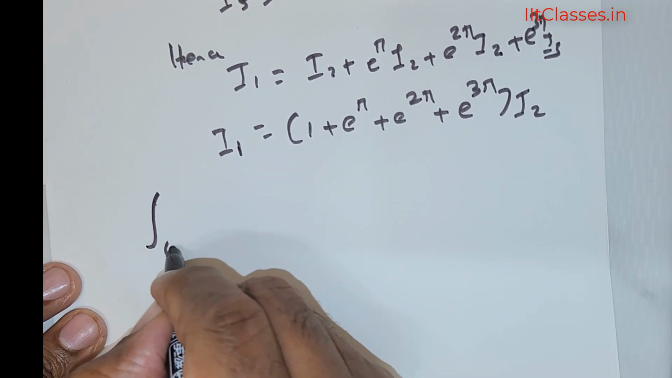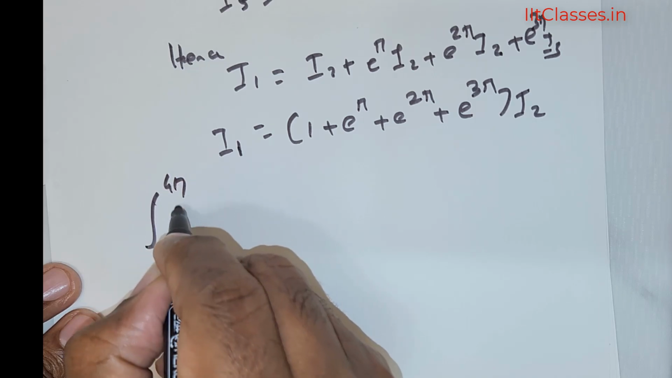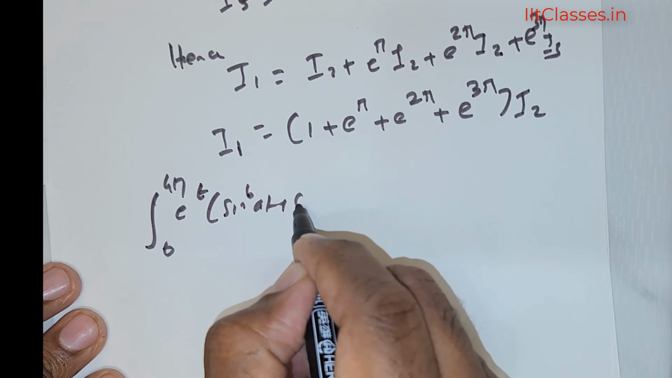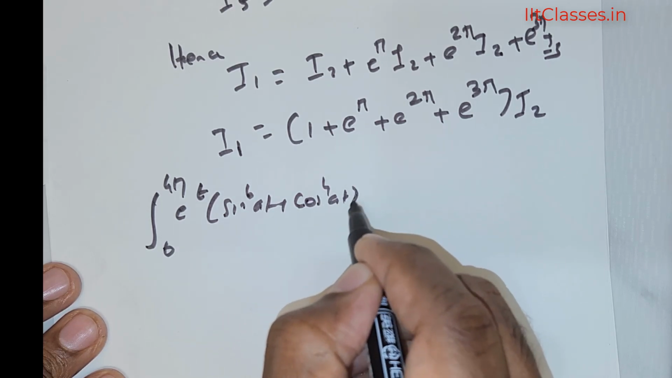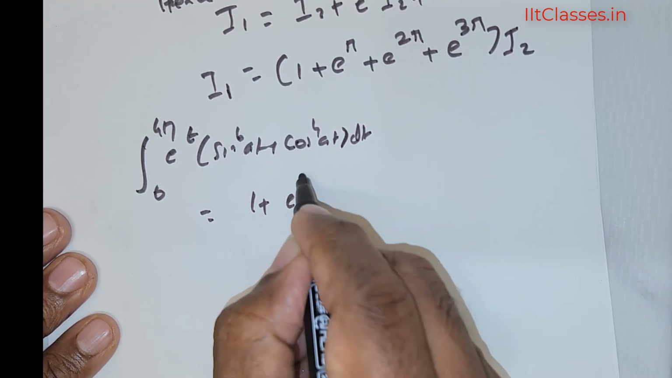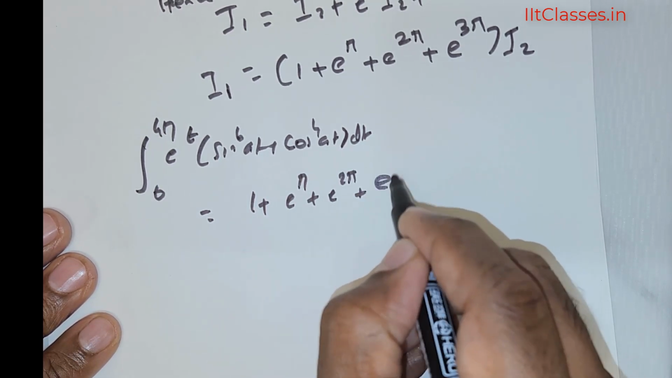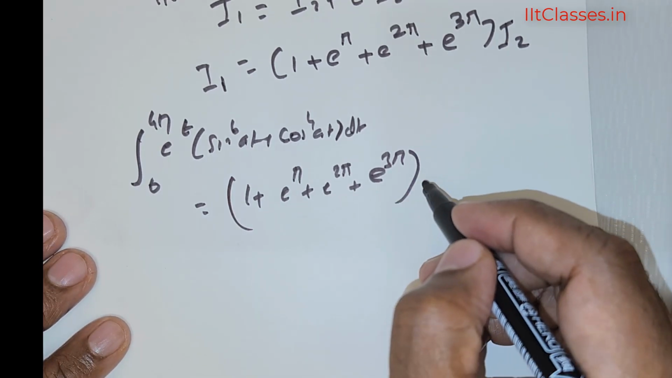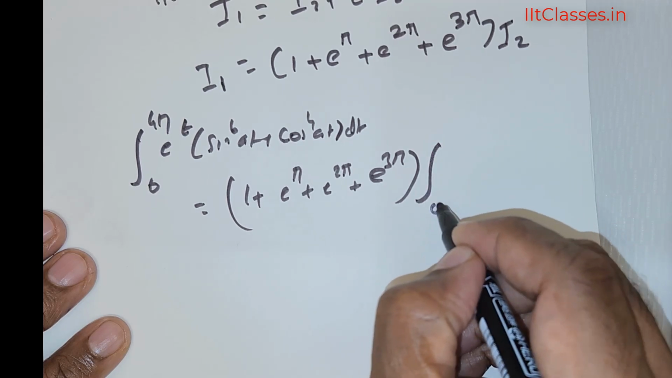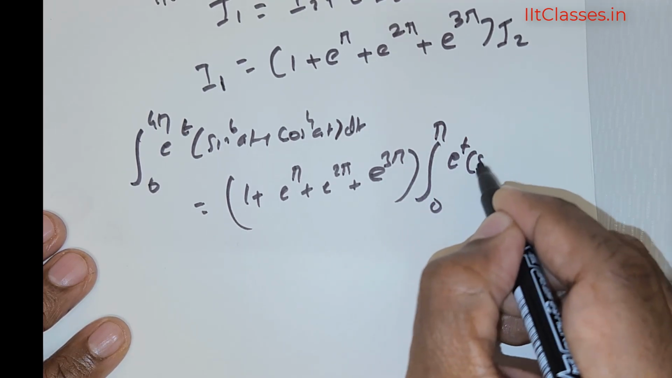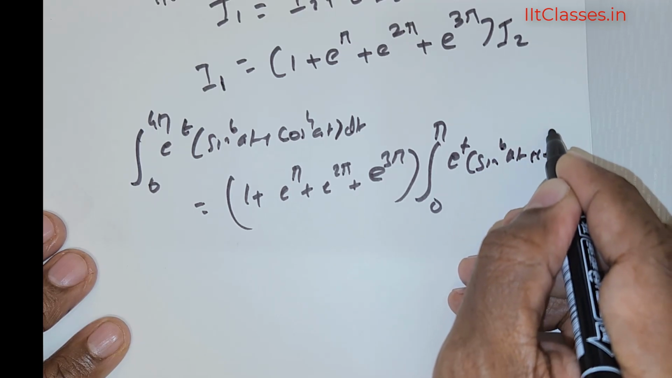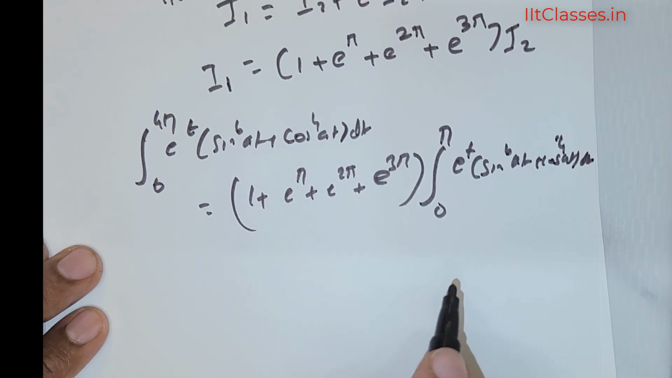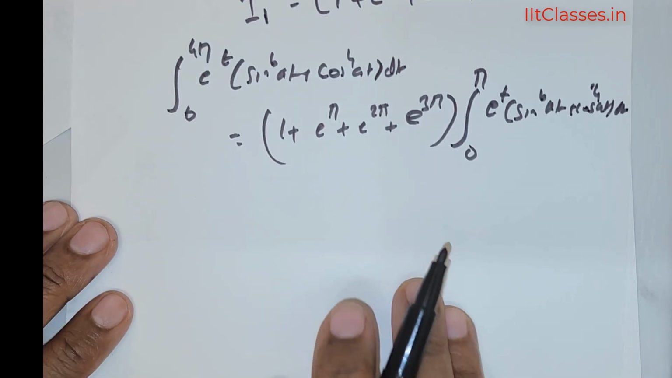This is actually the integral from 0 to 4π of e^t times sin⁶(at) + cos⁴(at) dt. This is equal to (1 + e^π + e^(2π) + e^(3π)) times I₂. Now what did we have for I₂? I₂ is the integral from 0 to π of e^t times sin⁶(at) + cos⁴(at) dt. Right, this is what we have got. I hope you're following.